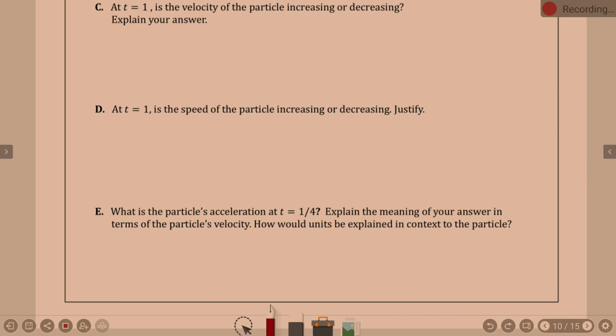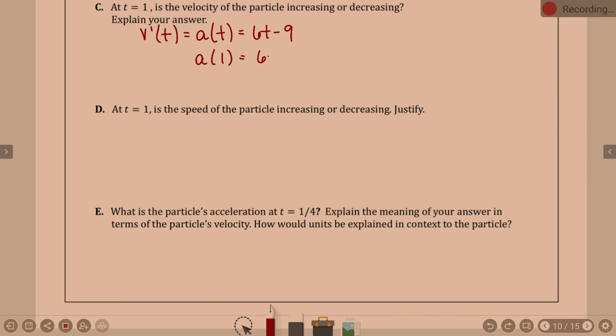Okay. So, here's what I'm going to go with. The part I agree with here is the justification is we need to look at the acceleration. Because the acceleration will tell me, is the velocity increasing or decreasing? Okay. So, I made this bigger so I have more room. The derivative of velocity is acceleration, and the acceleration function becomes 6t minus 9. We do want to know the acceleration at 1.